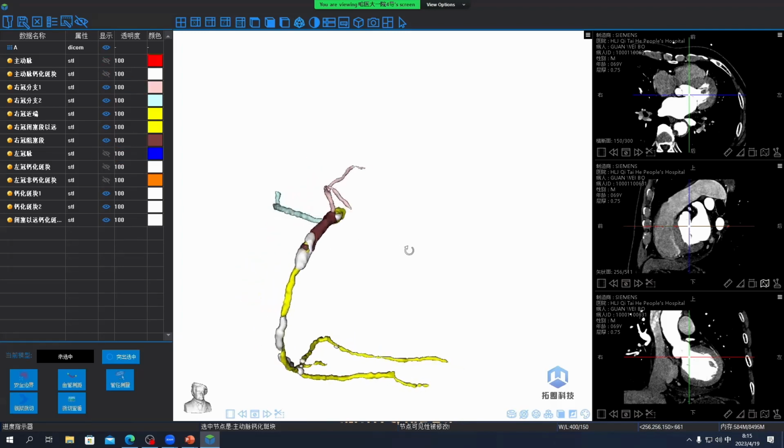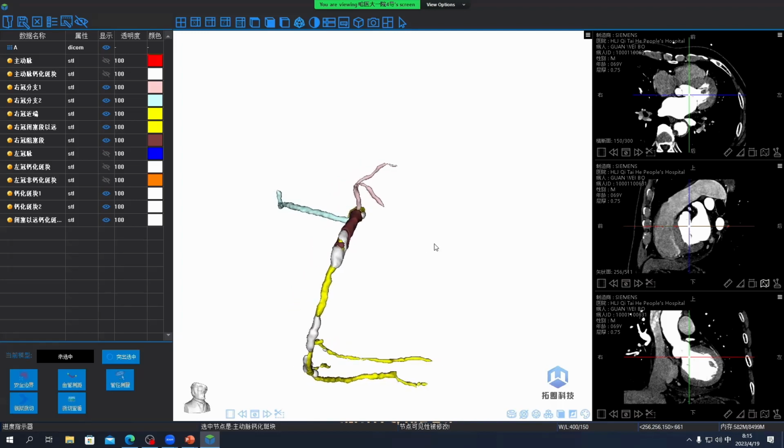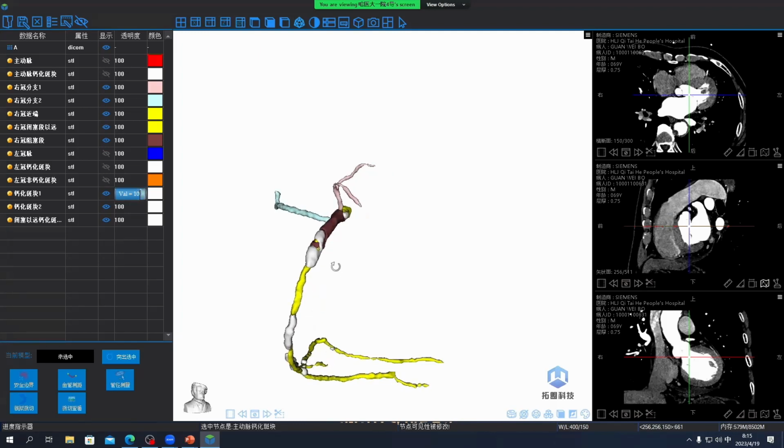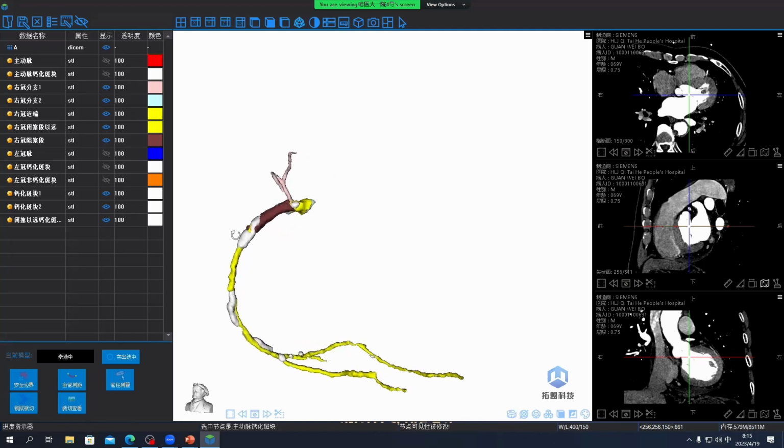Okay, rotate a little bit. We can see three branches, and the brown one, left anterior oblique. Please show the left anterior oblique. The brown one is the CTO segment, but this is relatively soft tissue. And the white one is the calcified lesion.